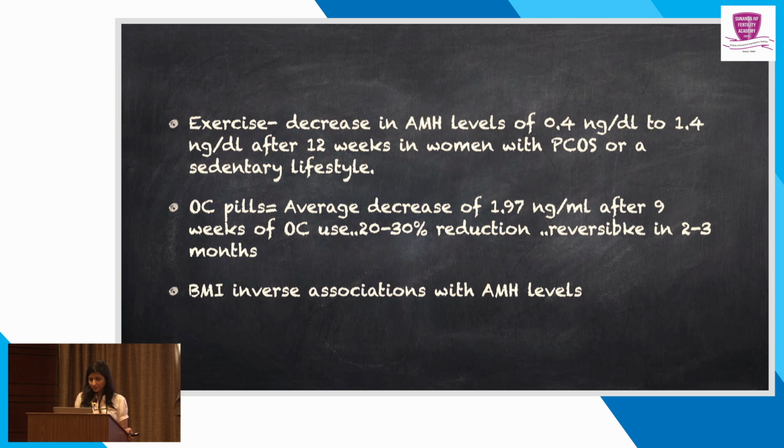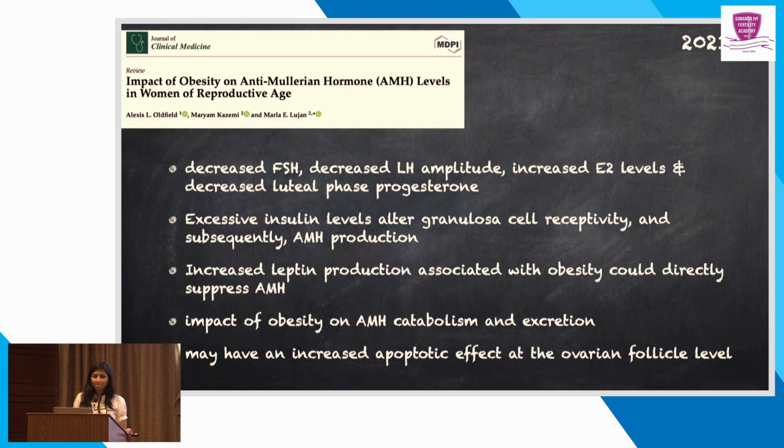BMI has an inverse relation with AMH levels. Now, how does BMI or obesity have an impact on AMH levels? Whenever there is obesity, there will be decreased FSH, decreased LH, increased E2 level and decreased luteal phase progesterone. These patients can have low FSH and LH values also. Excessive insulin levels alter granulosa cell receptivity and subsequently AMH production. Also, the increased leptin production associated with obesity could directly suppress the AMH level.